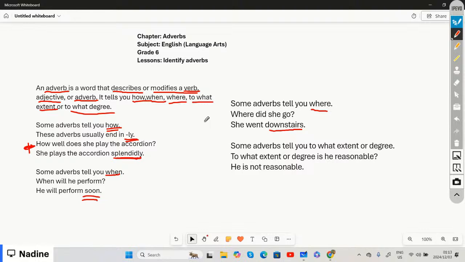And then we also have some of our adverbs that will tell us to what extent or to what degree. And the example is, to what extent or degree is he reasonable? And we can either say he's not reasonable or he is reasonable, right? But it basically just tells us to what extent or to what degree.